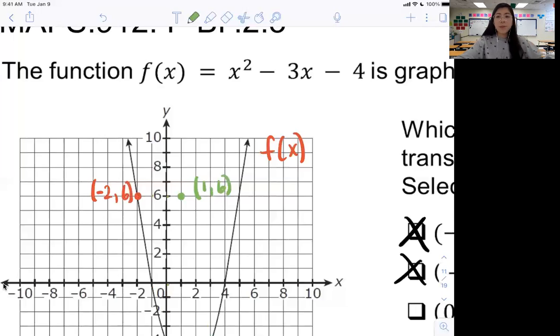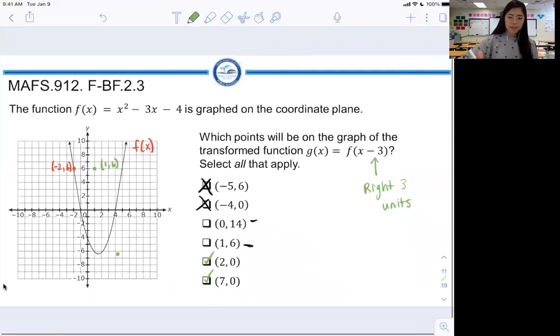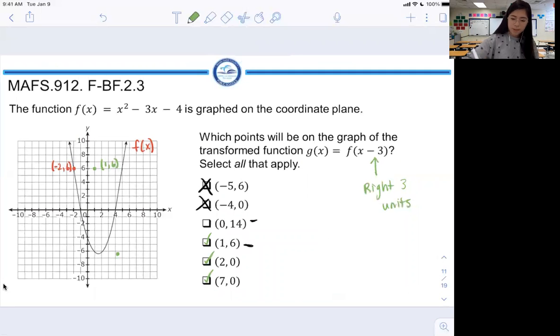Did my red dot move 3 units to the right to make my green dot? Yes or no? Yes. Good. So 1, comma 6 is good. And then 0, comma 14 is the only one I don't really know about. So that one we're going to have to figure out.